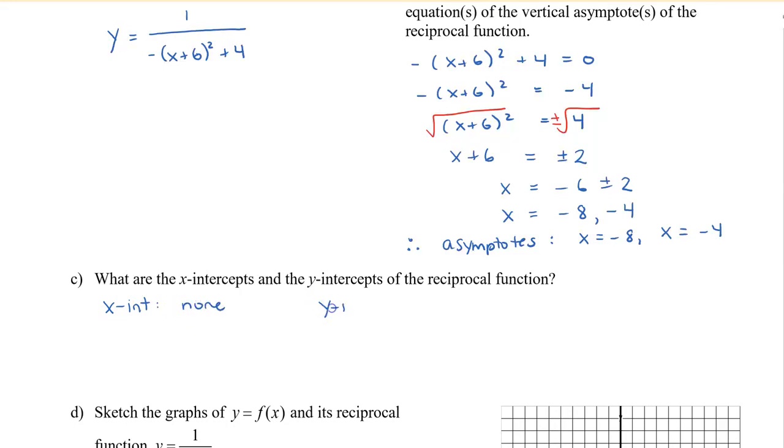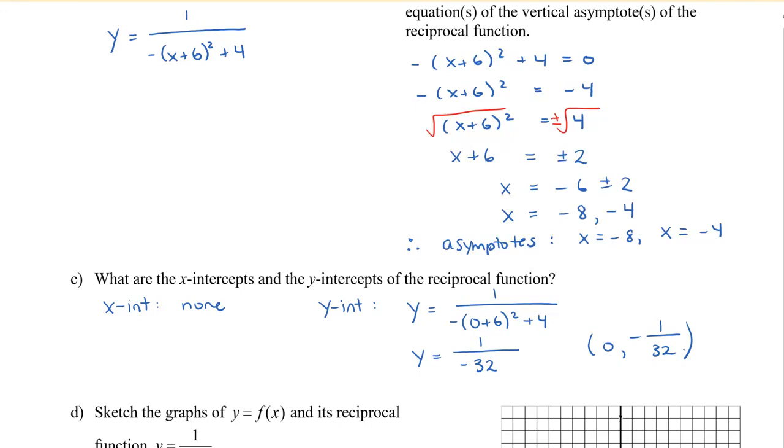So let's find our y-intercept. We get y equals, and we're going to plug in 0 for x. So we have 1 over negative (0 plus 6) all squared plus 4. Solving this, we get 1 over negative 36 plus 4, which is negative 32. So we get the point (0, negative 1 over 32). All right, so now let's graph.